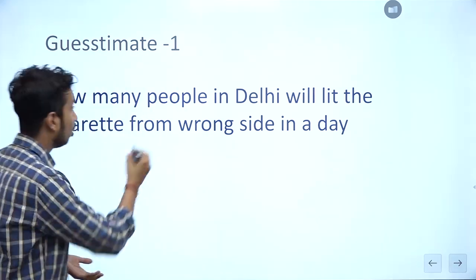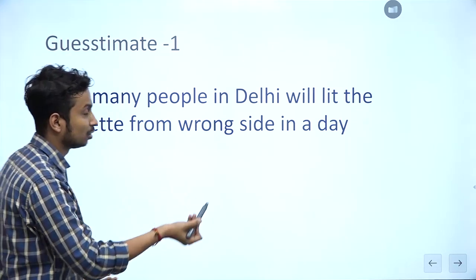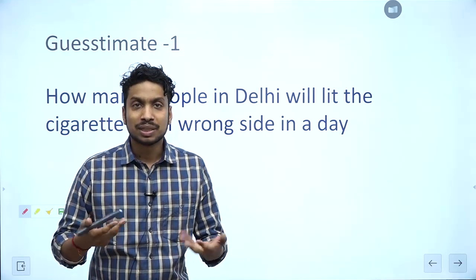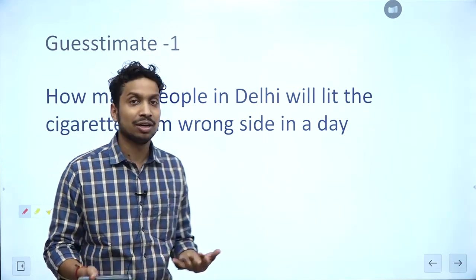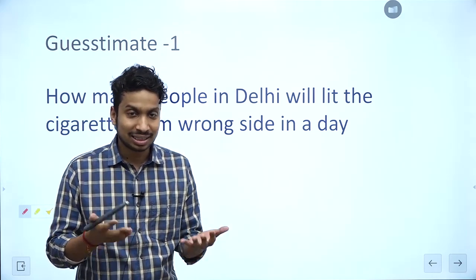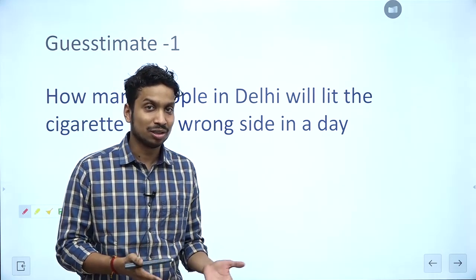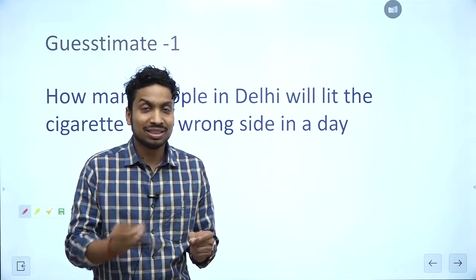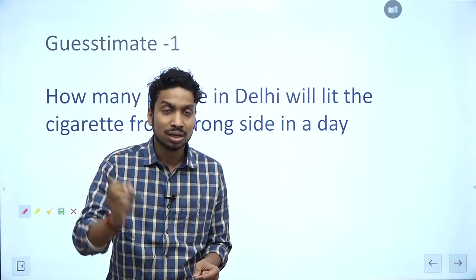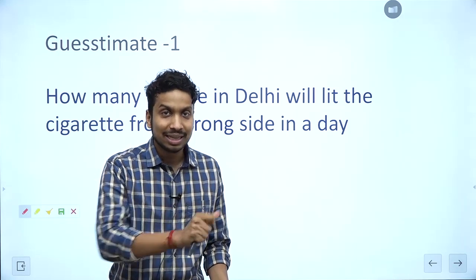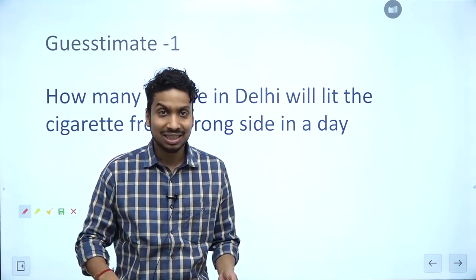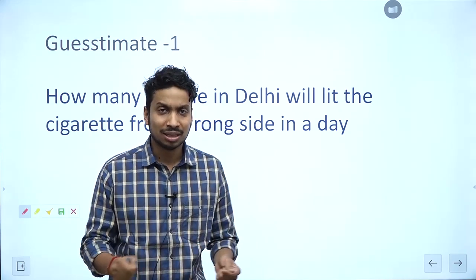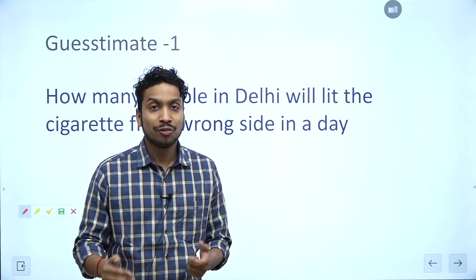So suppose, how many people in Delhi will light a cigarette from the wrong side? In case you get an answer of, in a day, suppose 10 crore, that answer cannot be right. You can validate that 10 crore people cannot light a cigarette from the wrong side in Delhi in a day. So how can you validate where your assumption went wrong, what went wrong, is there any calculation mistake? So these are the three things: your approach, your ability to work with numbers and calculations, and finally your validation.